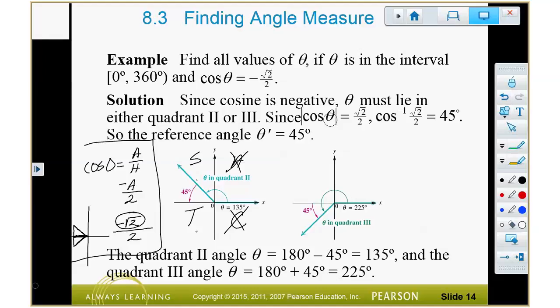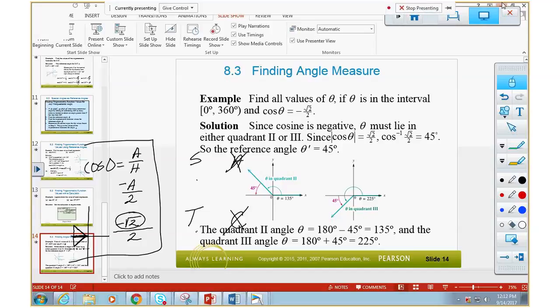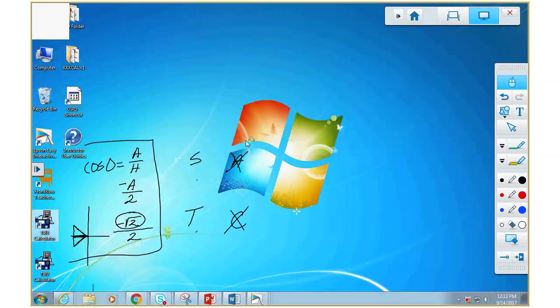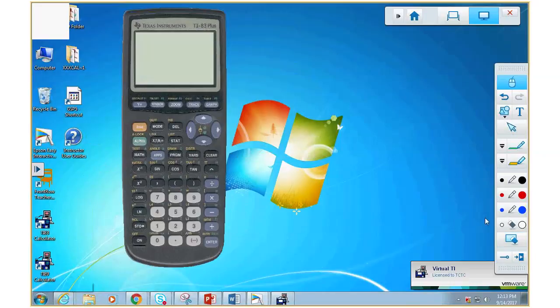Okay, let me show you. Let me get out of this right quick. Pull up my handy dandy virtual calculator. They're just being generic and they're saying, okay, I got square root of 2 over 2. So I'm going to get second inverse cosine, the square root of 2 divided by.